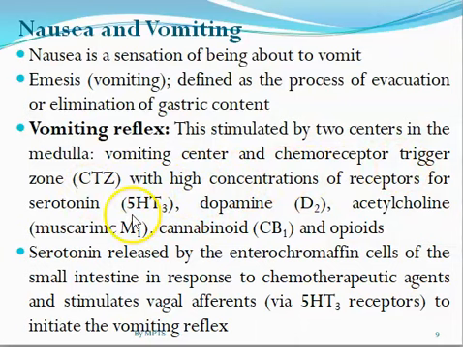for serotonin, the 5-HT3, dopamine, and that's D2, and acetylcholine, the muscarinic receptor, and the cannabinoids and opioids. We know the other side effect of opioids is nausea and vomiting. Now, serotonin, which is released by enterochromaffin cells of the small intestine in response to an anti-cancer or chemotherapeutic agent, triggers the vomiting reflex. So we know that anti-cancer drugs also cause nausea and vomiting.